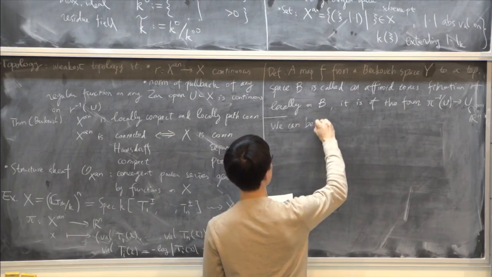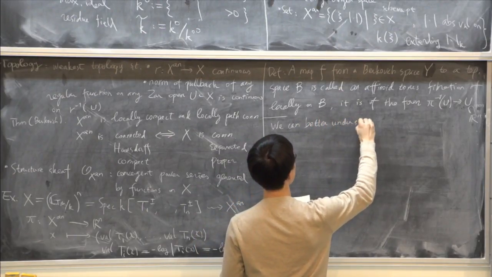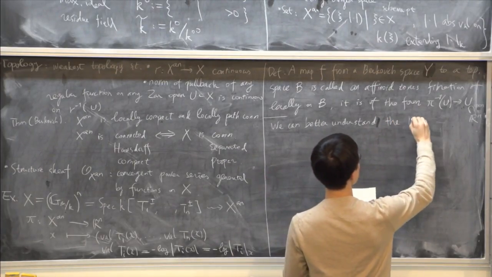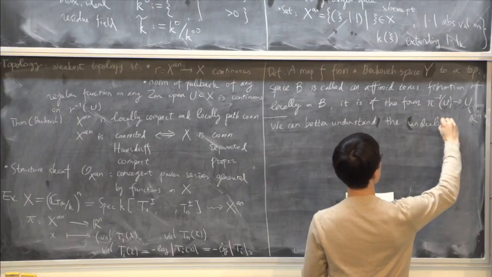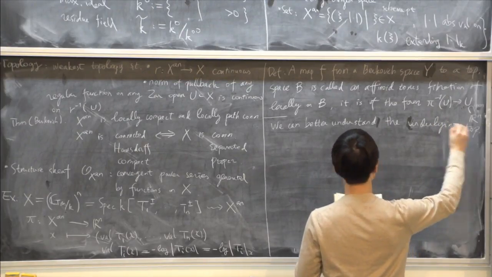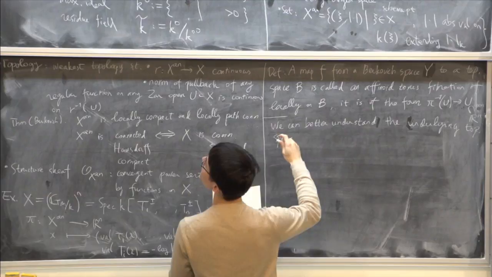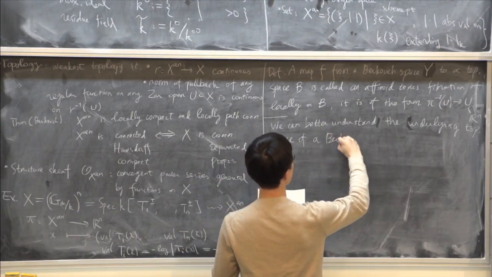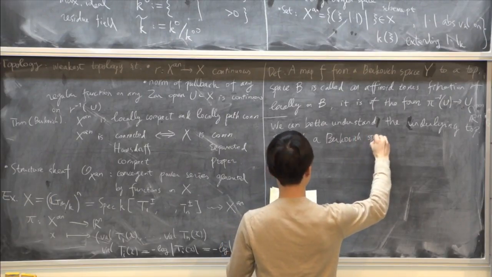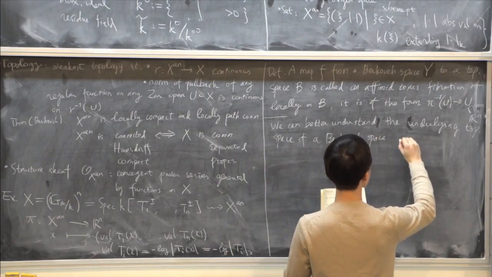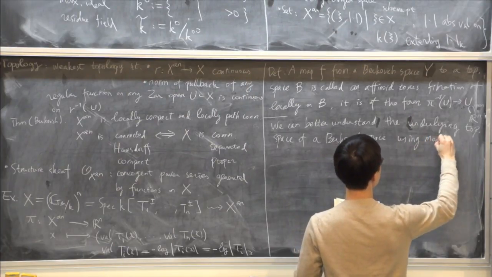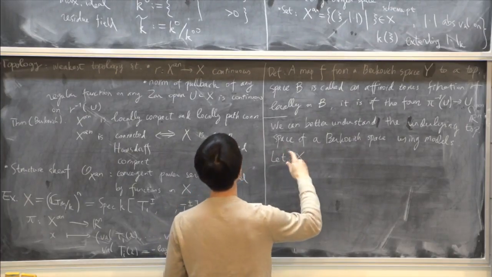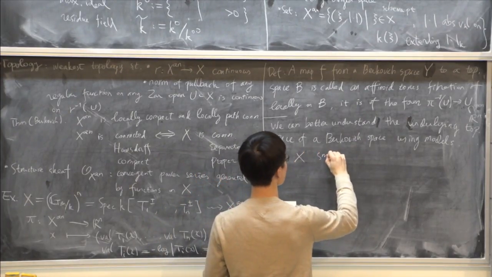So we can better understand the underlying topological space of a Berkovich space using models. So what do I mean by models? We fix X, a smooth proper variety over K.